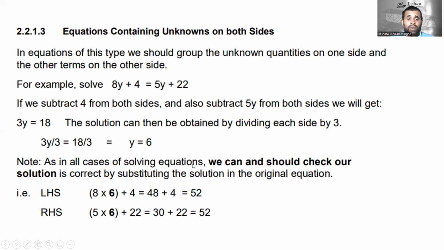Note, as in all cases of solving equations, we can and should check our solution is correct by substituting the solution in the original equation. After we get the answer, we have to put this value into the equation and check whether it's correct or not. So on the left-hand side, 8 into y, where y equals 6, then 8 into 6 plus 4 equals 48 plus 4 equals 52. On the right-hand side, 5 into 6 plus 22 equals 30 plus 22 equals 52. So both sides are the same, the equations are equal and the values are correct.